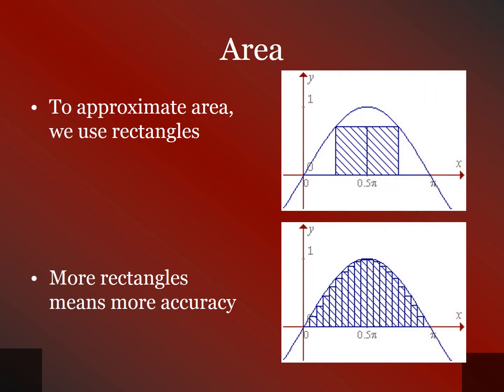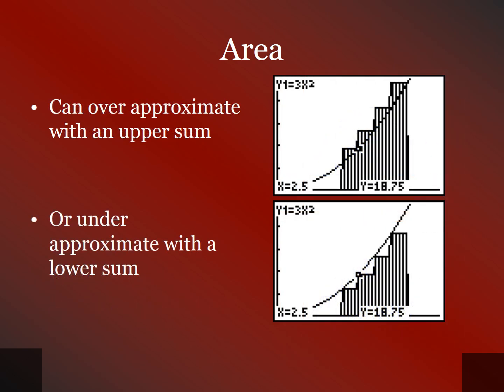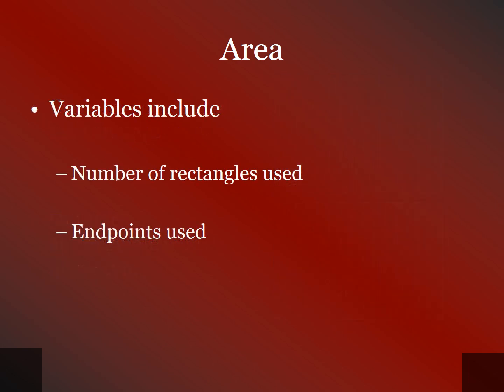To approximate area we use rectangles. More rectangles means more accuracy. If you draw more rectangles you can calculate more accurately the area of the given region. Over-approximation can be done by the upper sum and under-approximation with the lower sum. Variables included to calculate the area are the number of rectangles used and the endpoints that we used.